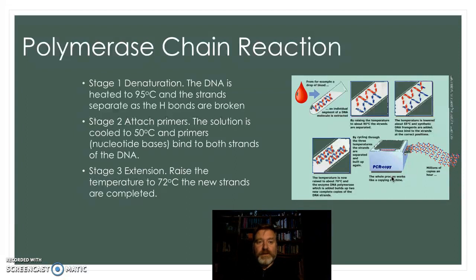Oh, stages for you. So stage one, denaturation. DNA is heated to about 95 degrees Celsius and the hydrogen bonds are broken. Obviously, we use this idea in hybridization as well. Attach your primers so you can find out which bits are working and cool it to about 50 degrees Celsius. This causes things to bind again. And then you raise it back to 72 and the new strands are then built and completed.